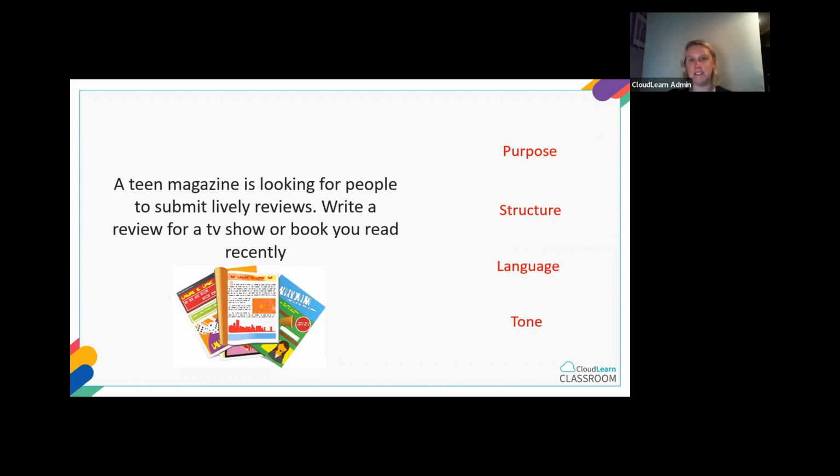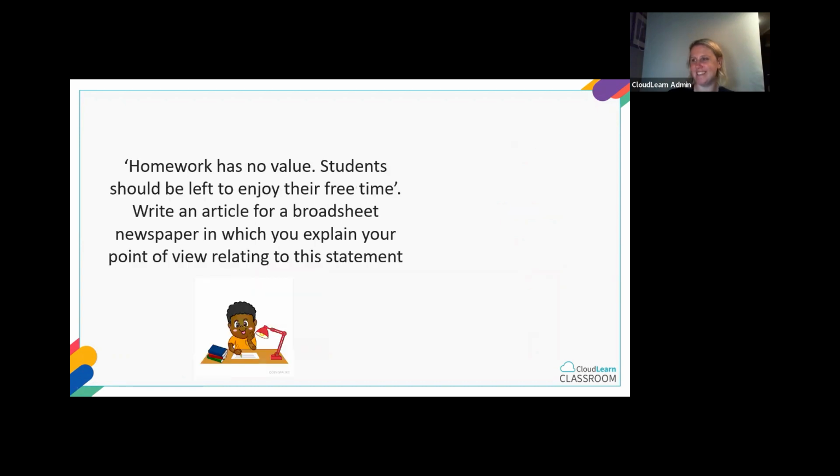Even if there's bad bits in this film or this book that you've been watching, you're going to talk about the bad bits in a lively way, aren't you? If there's negatives, you're going to talk about the negatives in a lively way. You're going to keep it upbeat, maybe short, snappy sentences. Absolutely a lively tone. Well done. And a friendly tone probably as well, wouldn't it? You know, this is a magazine that you're going to want your audience to pick up all the time. So yeah, a friendly tone as well.